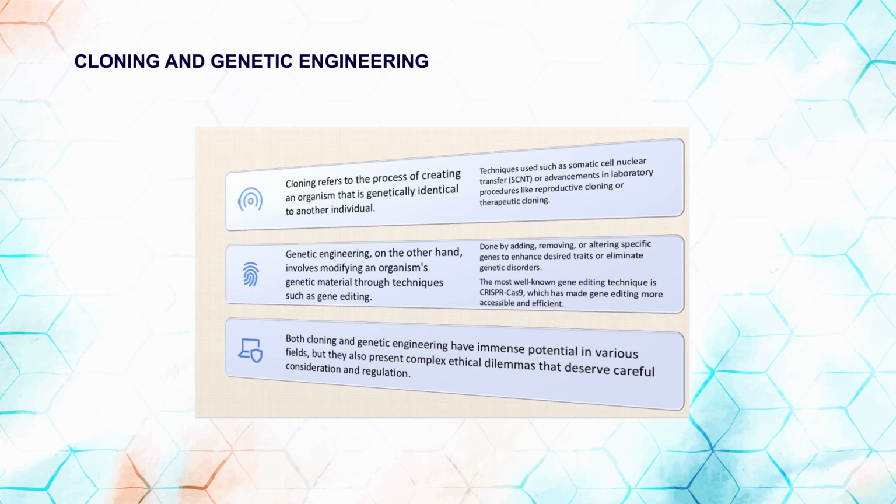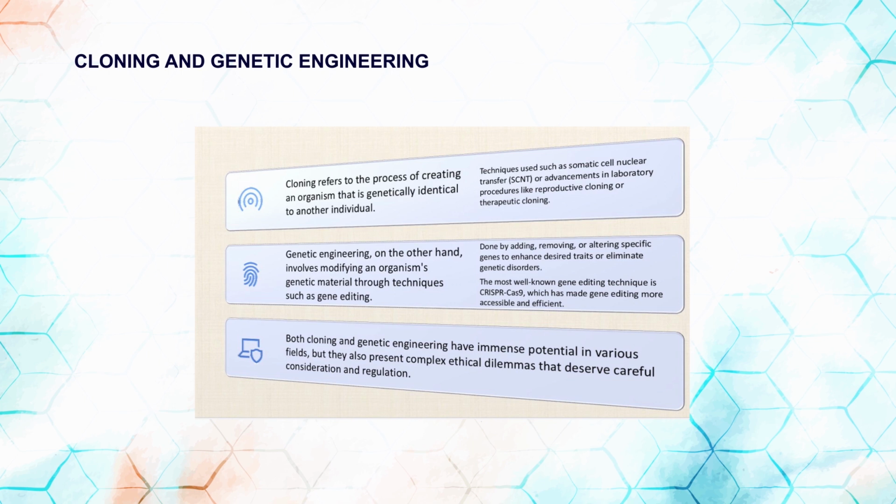On the other hand, genetic engineering involves modifying an organism's genetic material through techniques such as gene editing. This can be done by editing, removing or altering specific genes to enhance a desired trait or eliminate genetic disorders in particular individuals. The most well known gene editing technique is CRISPR-Cas9, which has made gene editing more accessible and efficient. Genetic engineering has the potential to revolutionize fields like agriculture, medicine, even environmental conservation.